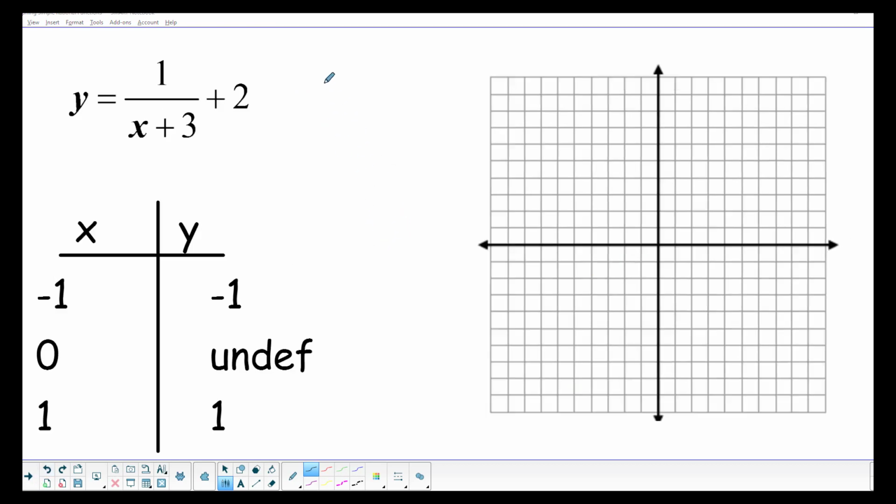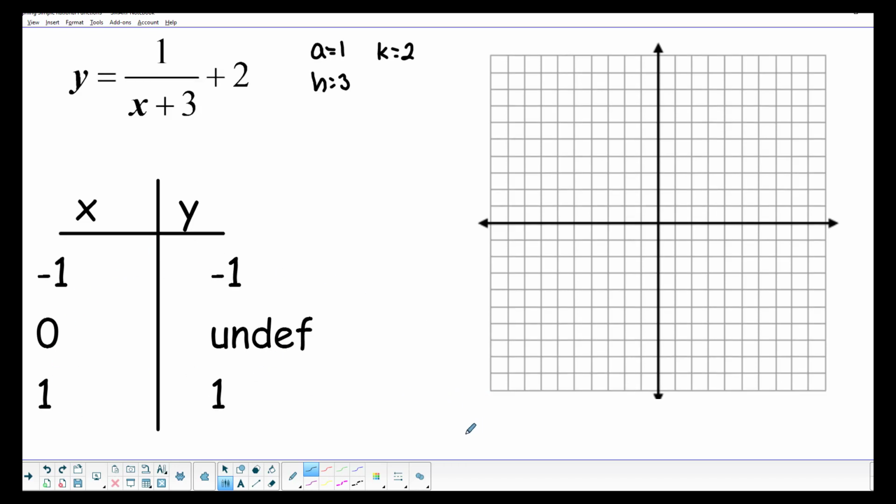Alright, so this one we've got our a value is again 1, h is 3, and then k is going to be 2. So this time, instead of doing the transformations over here with the points, I'm going to go ahead and draw out the asymptotes first and write those out. So my horizontal asymptote and my vertical asymptote. We'll start with the vertical asymptote.